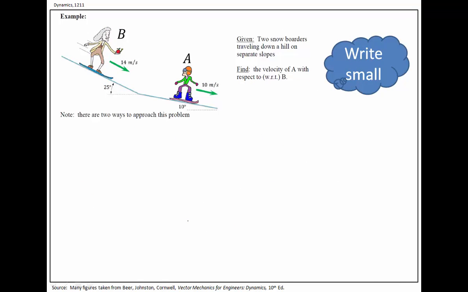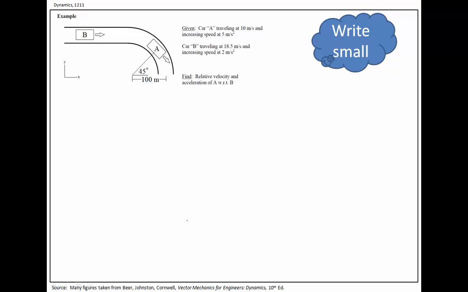Okay, there's the example we did in class. Here's the example we didn't get to. All right, so the scenario that we have here is similar but different to the other example. The first thing we'll do is go ahead and just use component math and get the relative velocity.